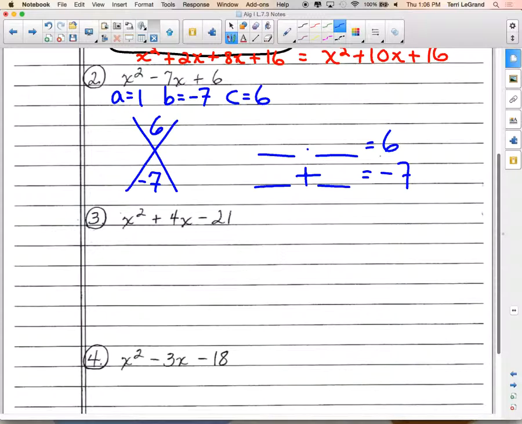What are they? Negative 6, negative 1. Negative 6 times negative 1, yep, that's a positive 6. Negative 6 plus a negative 1, yep, that's a negative 7. So again, order does not matter over here, but our two side numbers are negative 6 and negative 1. So what would the factored name for this one be?